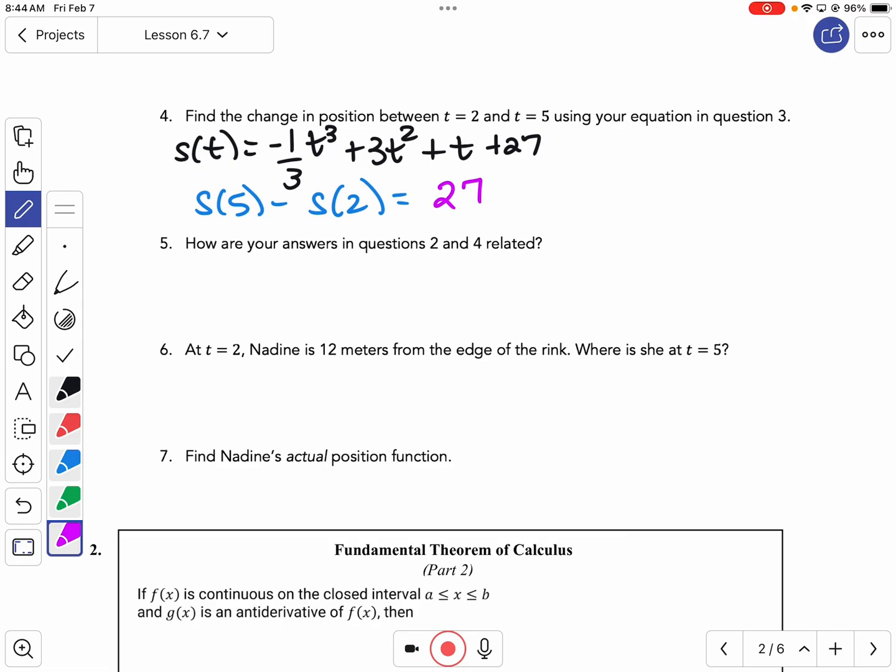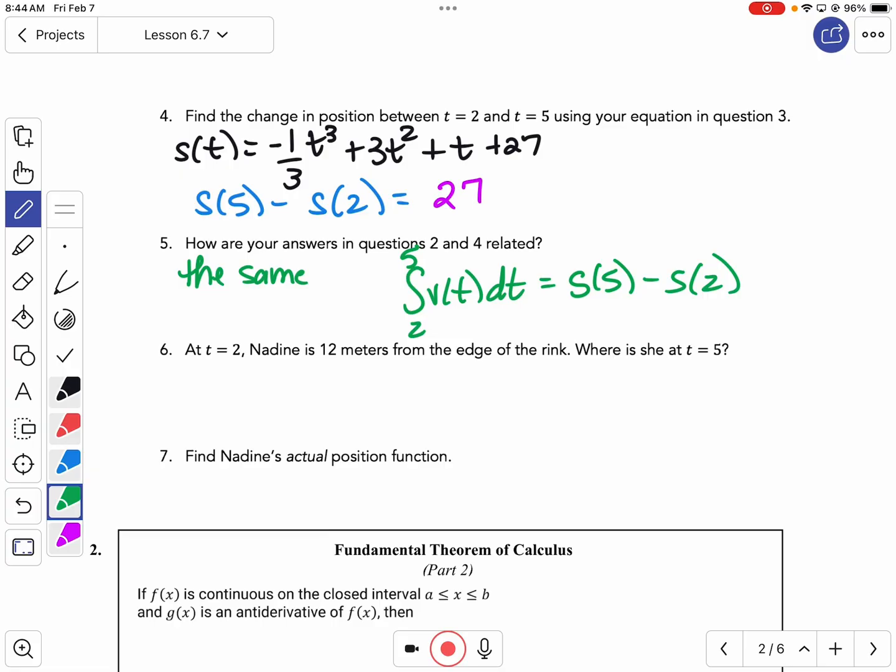They're exactly the same, okay? That is not a coincidence. What that's telling me is that the integral from 2 to 5 of v of t dt is the same thing as the position at 5 minus the position at 2. They are equal. And that is the fundamental theorem part 2. That's what's cool about that.